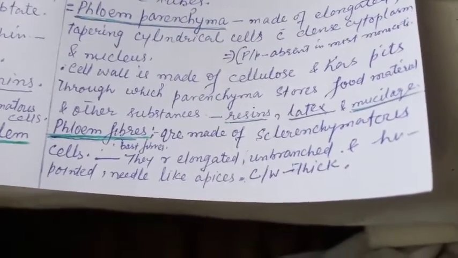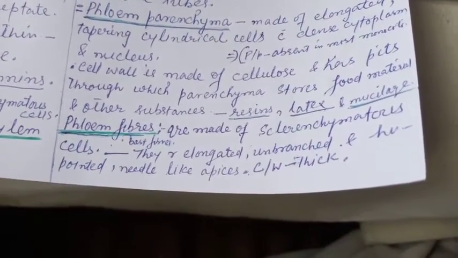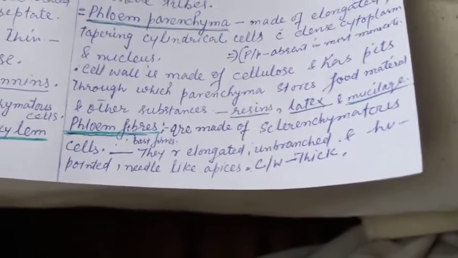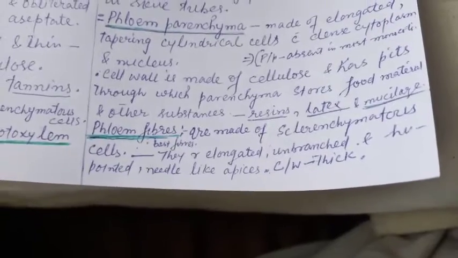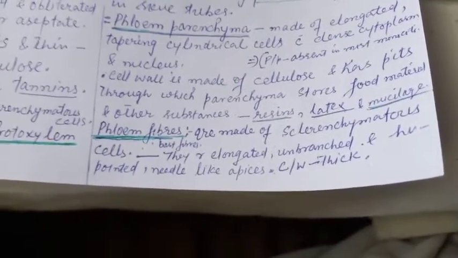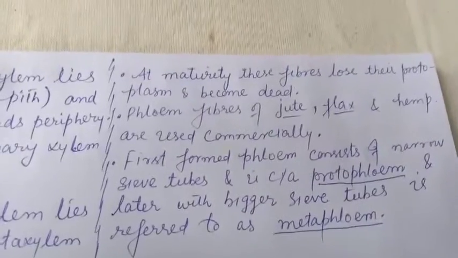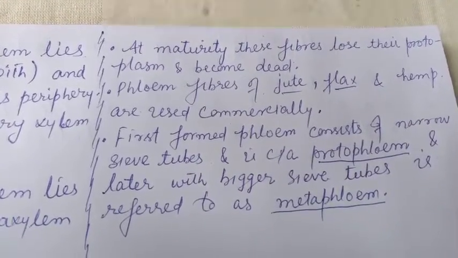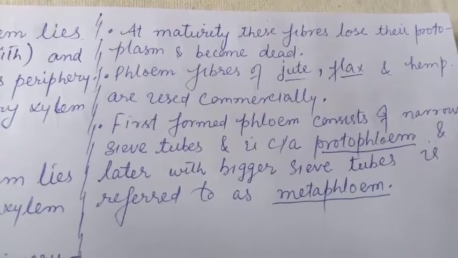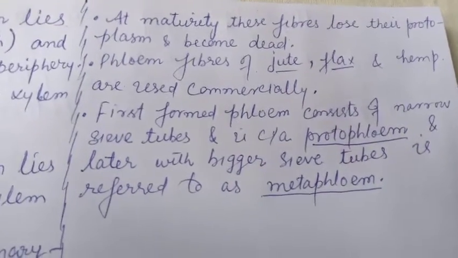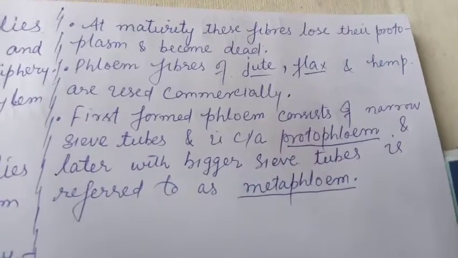The phloem fibers are made of sclerenchymatous cells. These are also known as the bast fibers. They are elongated, unbranched, and have pointed needle-like apices. The cell wall is very thick. At maturity, these fibers lose their protoplasm and become dead. These phloem fibers of jute, flax, and hemp are used commercially. And jute mat, you may be knowing.